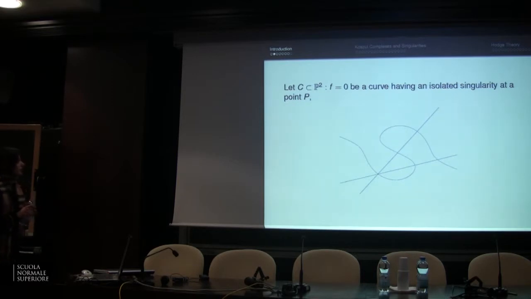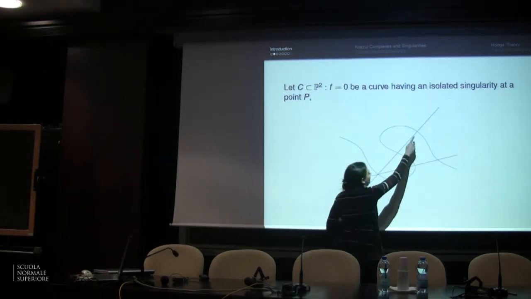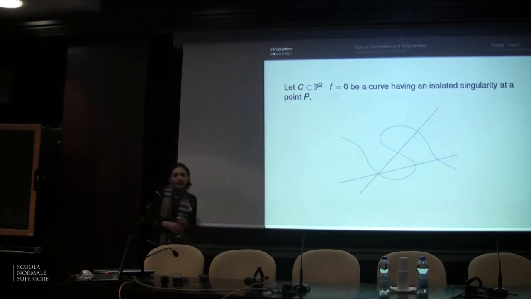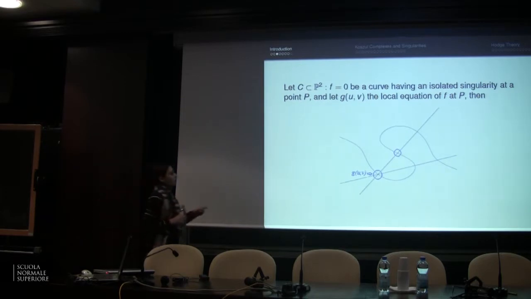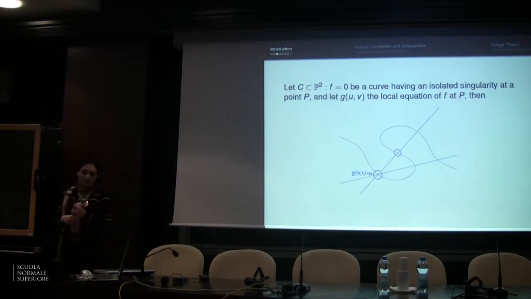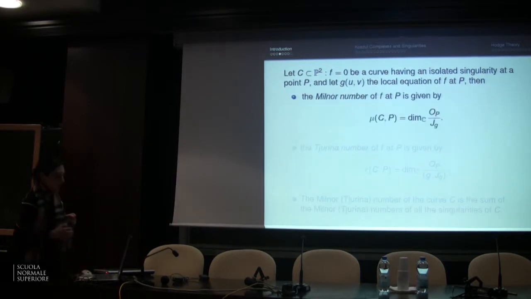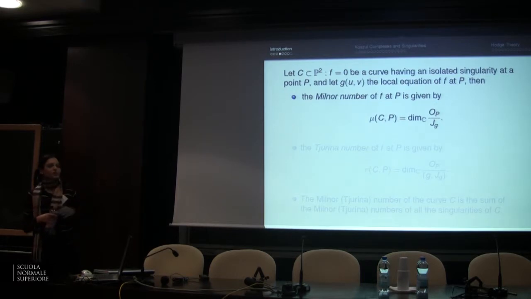Now, consider a curve having isolated singularities. So, we have intersection of curves and we have isolated singularities here. We look locally at each singularity and we define the local equation at each one, which is g of u, v. And we define the Milnor number of f at p to be the dimension of O_p modulo J_g. J_g is the Jacobian ideal of g, and O_p is the local ring of analytic maps.